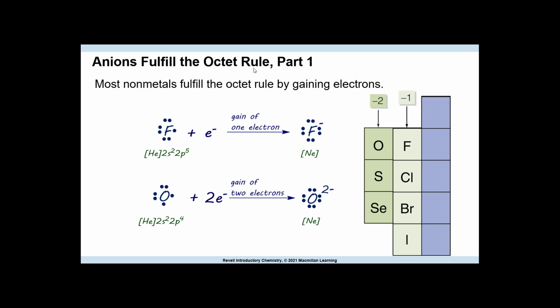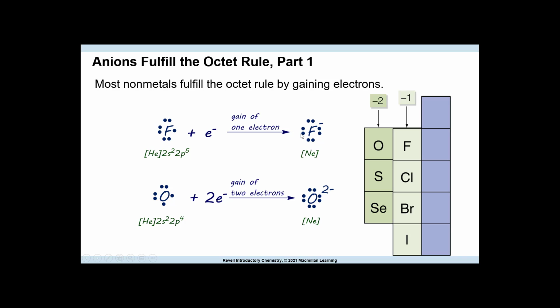to fulfill the octet rule, these atoms gain electrons, giving them a negative charge because now they have more electrons than they do protons. For instance, fluorine is a halogen, so it has space for one electron to fill an octet. Gaining one electron, it achieves the electron configuration of the noble gas neon. It fills that up, but it has a charge.